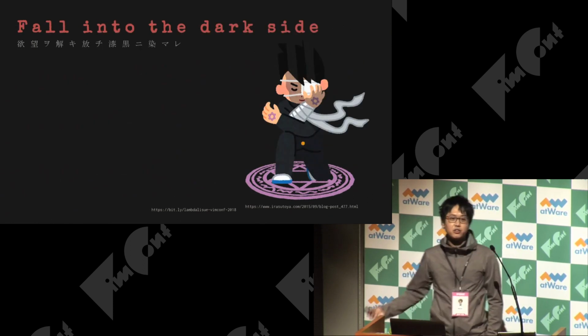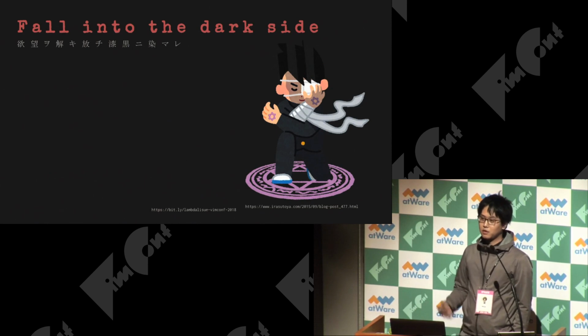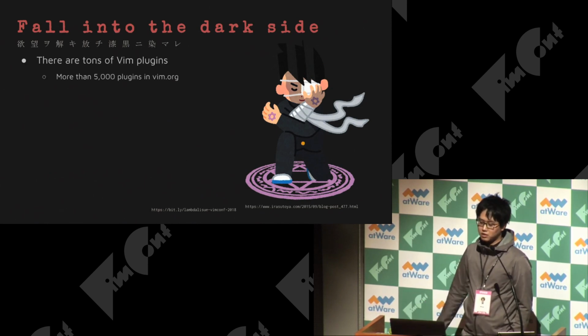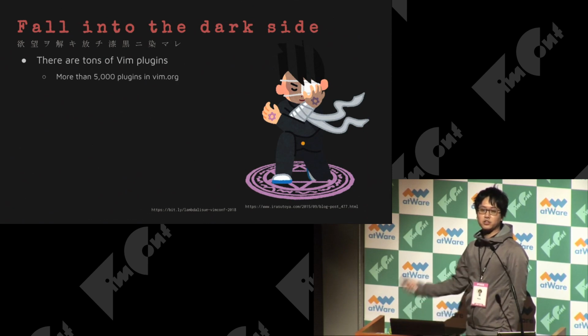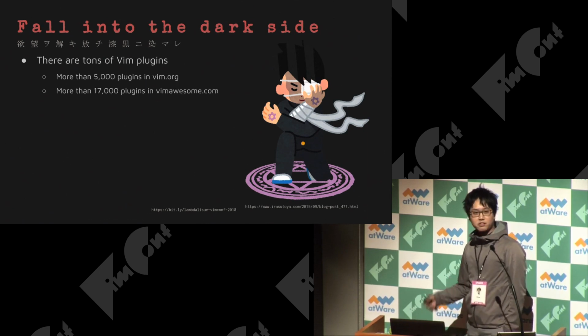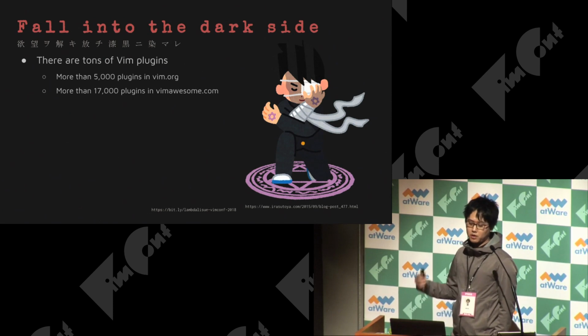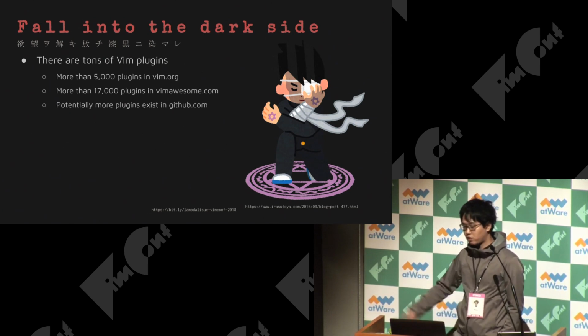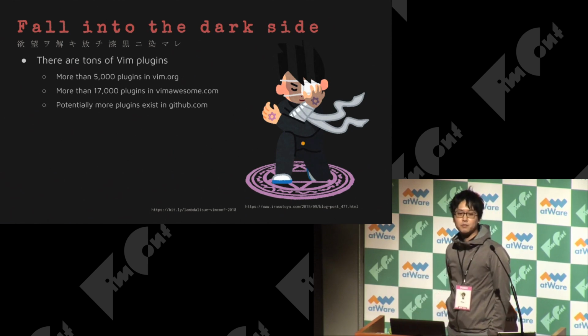So, how can you be a dark Vimmer? Fortunately, there are tons of Vim plugins in the world. More than 5,000 plugins on vim.org, and more than 70,000 plugins on vimawesome.com. That means potentially there are even more plugins existing on GitHub.